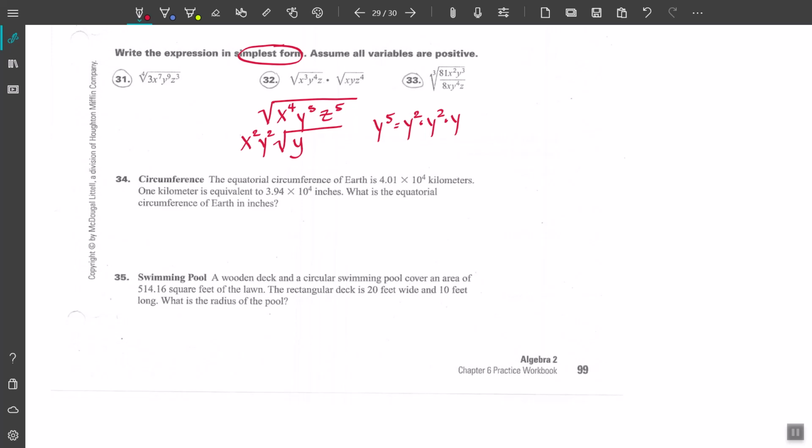And then z to the 5th, we can see that we need to do the same thing. It's the same deal as the y to the 5th. We can take 2 z's out, and then we're going to have 1 z left under the radical. So the final answer there is x squared, y squared, z squared times the square root of yz.